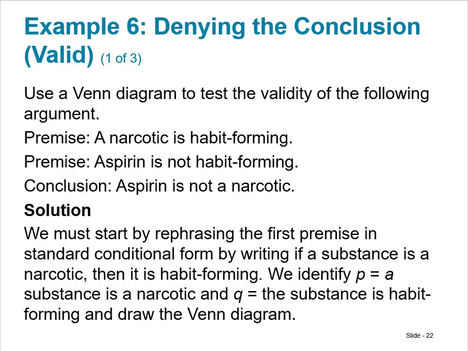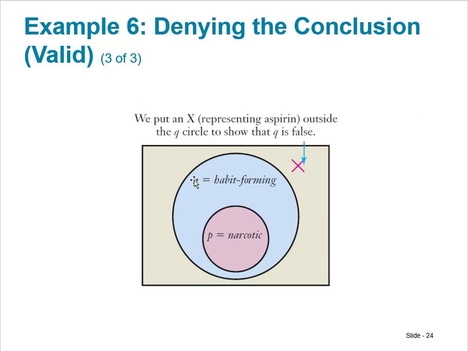So we're going to identify P as the substance is a narcotic, and Q as the substance is habit forming, and we're going to draw our Venn diagram based on that. So a narcotic is habit forming. Habit-forming substances have a subset of narcotics, right? There are other habit-forming substances, like nicotine and alcohol, and then narcotics are a subset of those things. So here's our if-then statement.